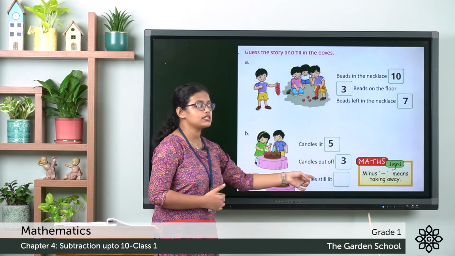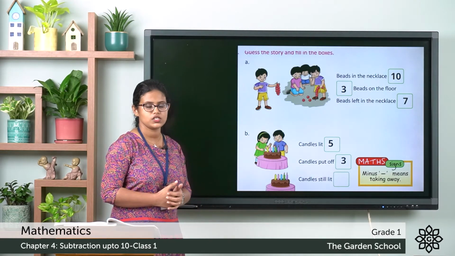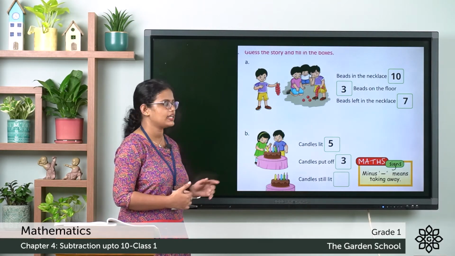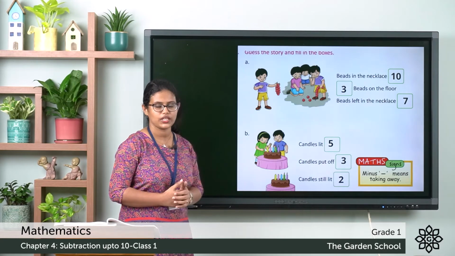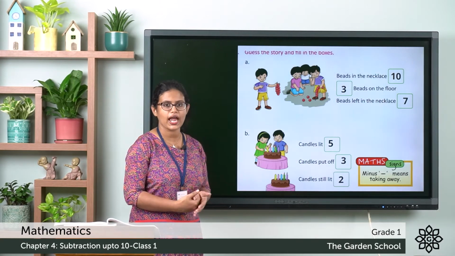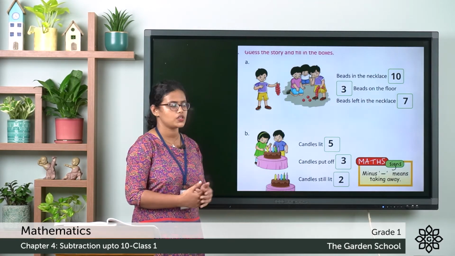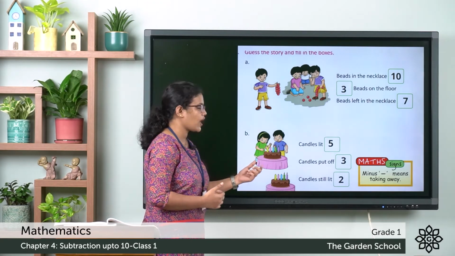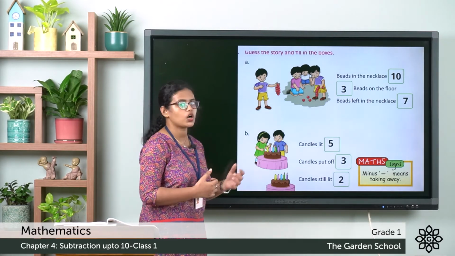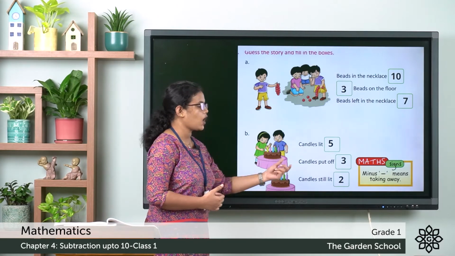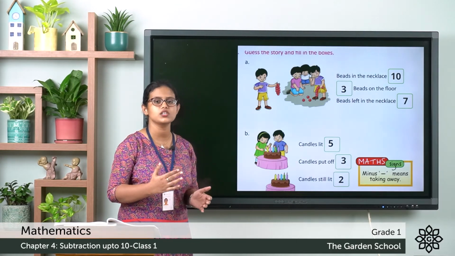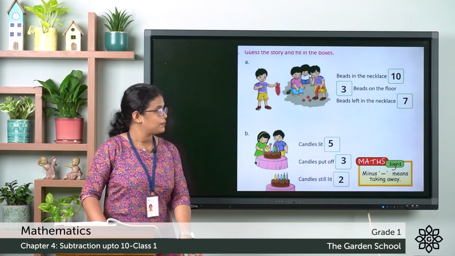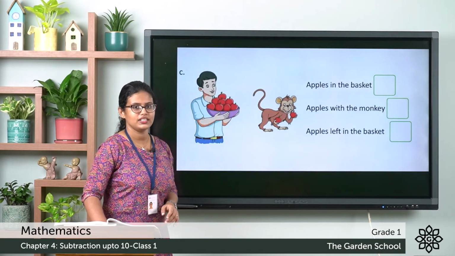Then candles still lit. So how many are still lit? That is 2. That is, you need to subtract 3 from 5. So total 5 candles were lit. From that 5 candles, 3 got put off. Then how many are still lit? That is 2. Moving to the next one.